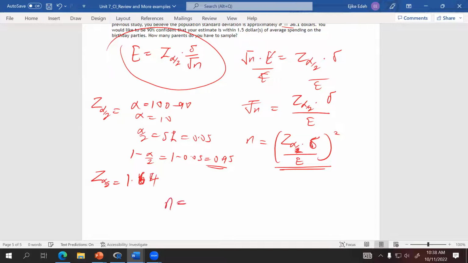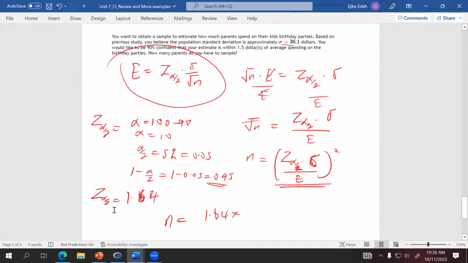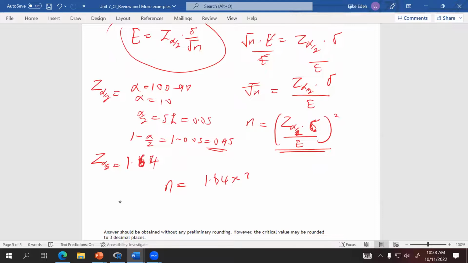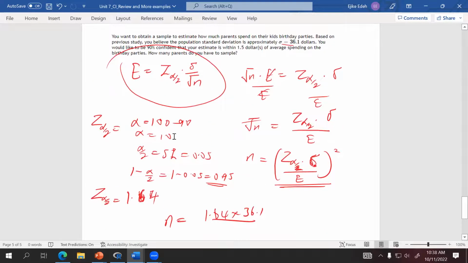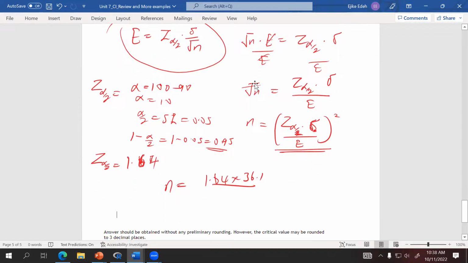Your sample size is estimated as the critical value 1.64 times population standard deviation, right? Which we know in this question is 36.1 divided by the margin of error. They said you want the estimate to be within the margin of $1.5, right? So we do 1.5, right? But remember that everything here is raised to power of 2. So you want to solve everything inside the parentheses, then raise it to power of 2.